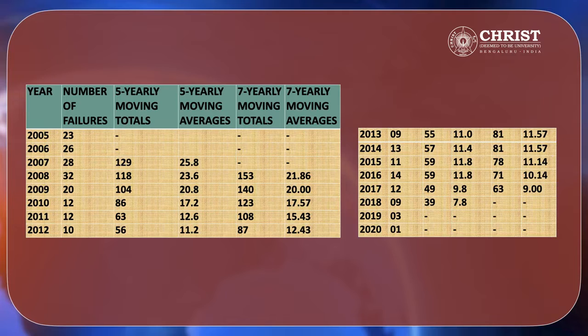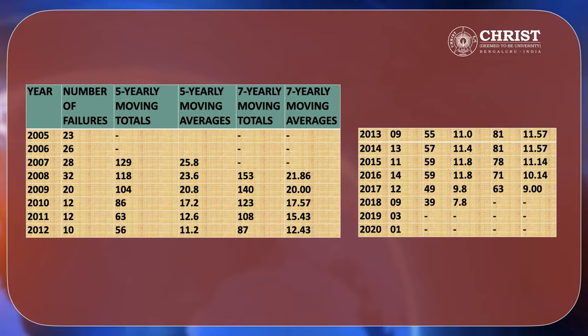When you come to the 7-year moving total, the middle year is the fourth year. So you take the first 7 years' values and write the total against the fourth year, that is 153. For the 7-year moving average, 153 divided by 7, you write against the fourth year. So that is 21.86. Similarly, you have to compute all the values.